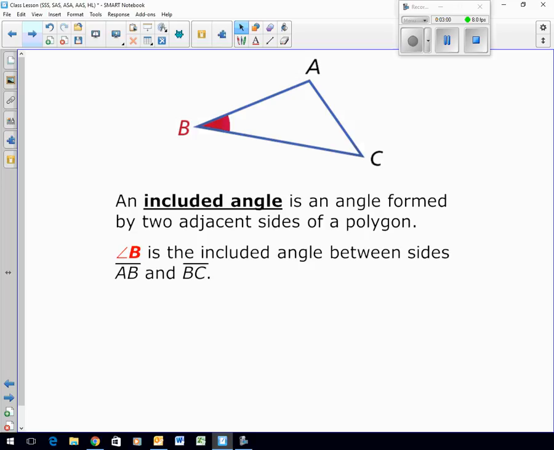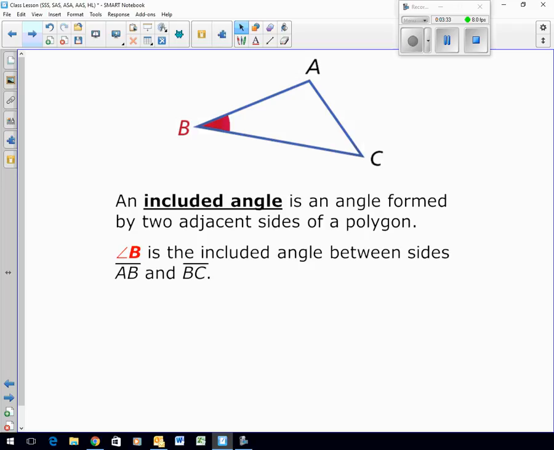I don't think we have to write this down. We already have this one defined in our notes. We'll go over it again. An included angle is an angle formed by 2 adjacent sides of a polygon. Angle B is included here between sides AB and BC. Think about it. These sides, AB and CB, form that particular angle, so we call that the included angle. Not that bad.